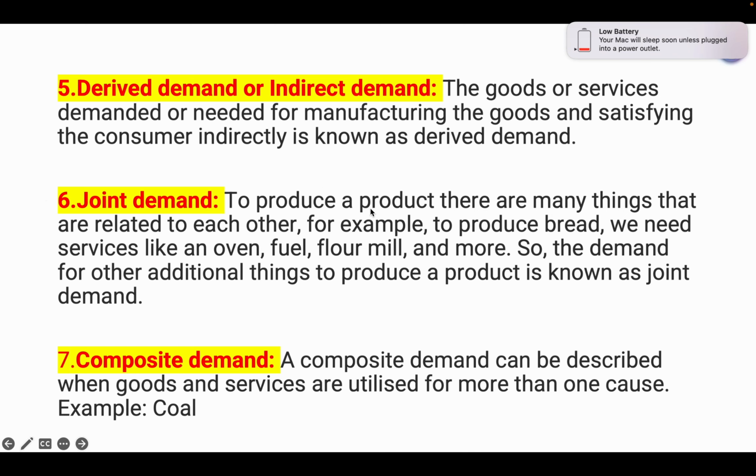And then we have joint demand. To produce a product, we need things that are related to each other. For example, to produce bread we need an oven, fuel, flour, meal and more. So the demand for other additional things to produce a product is known as joint demand. And here, composite demand: a composite demand can be described when goods and services are utilized for more than one cause. An example is coal.